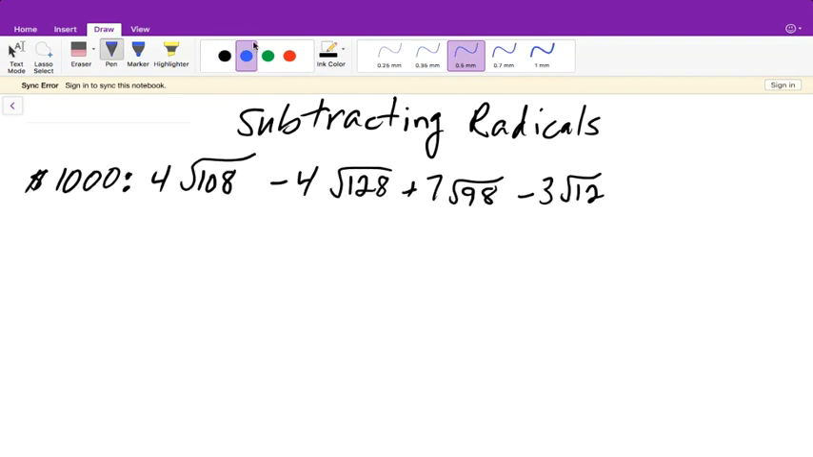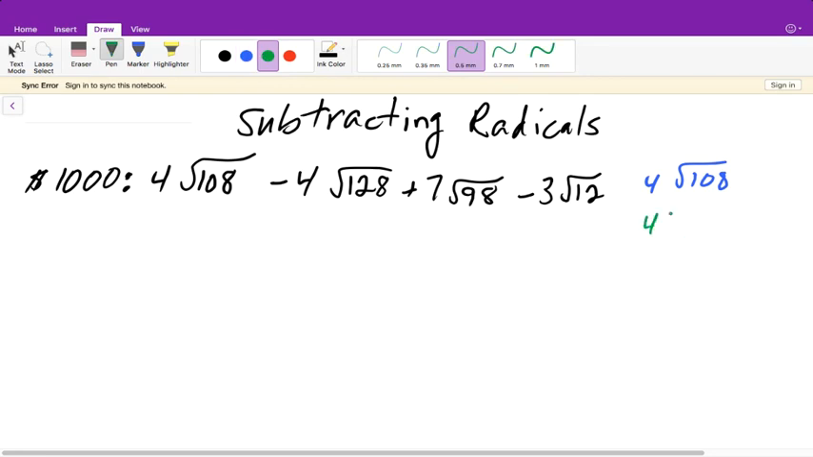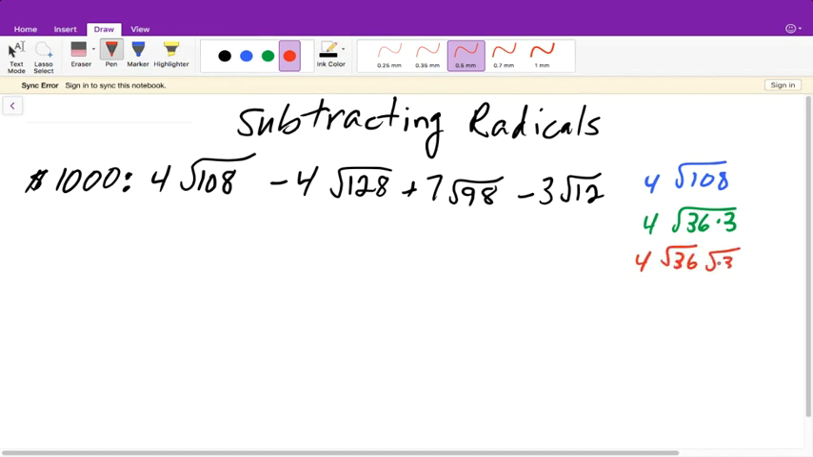All right, once again, I'm going to have to look at these individually off to the side and then just rewrite it underneath. So this gives me 4 times the square root of 108. We just literally did this one. So we know it's going to be 36 times 3. We know that we're going to then look at these separately. 36 times the square root of 3. The square root of 36 is 6, so it's going to be 4 times 6 times the square root of 3, which is then going to give me 24 times the square root of 3.